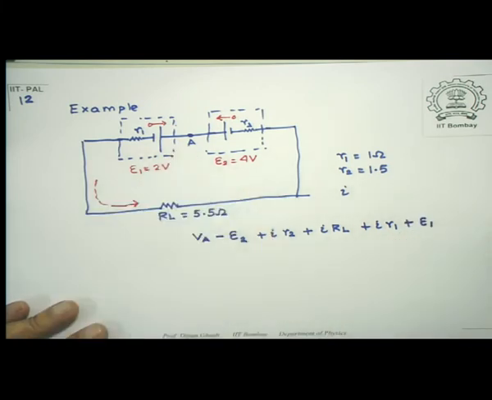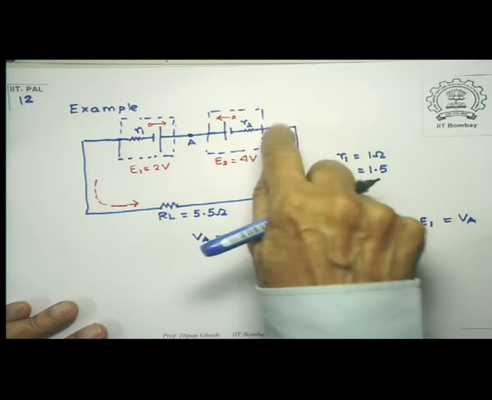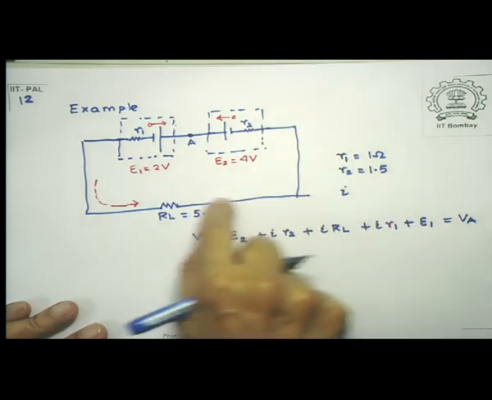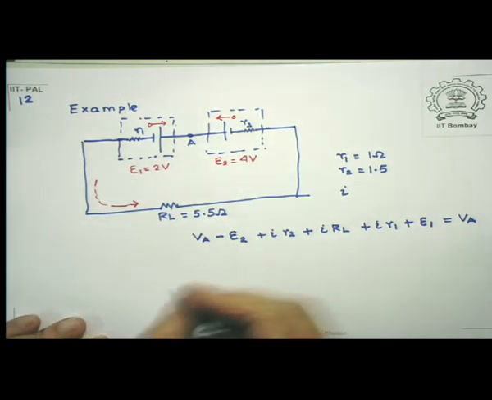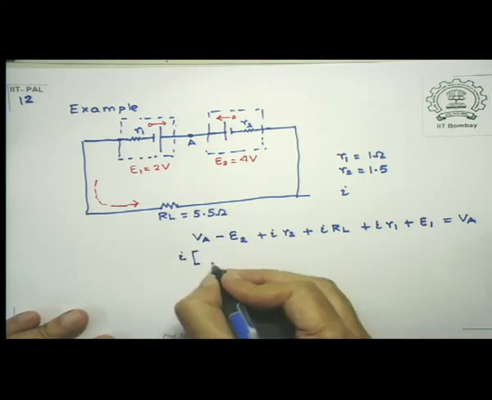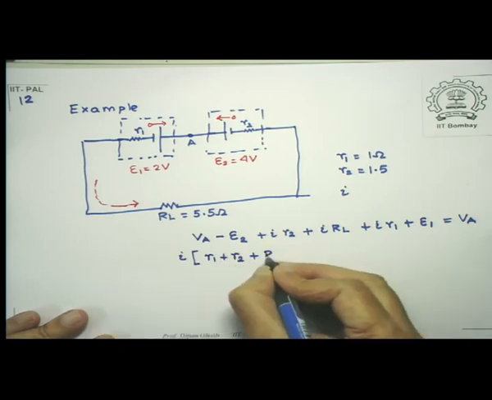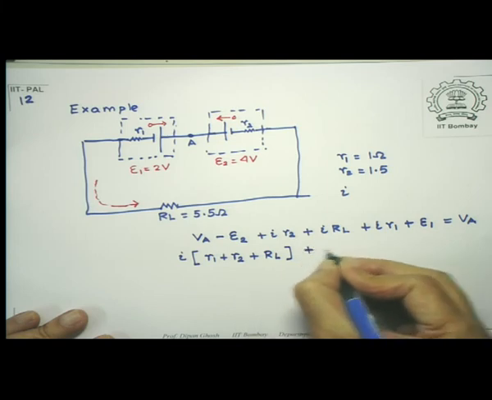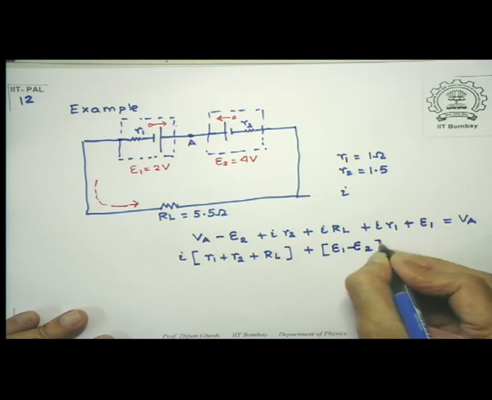Now see, I am back at A, so therefore this must be VA. I have simply completed the circuit. From here to there, along this path, there is no potential drop. So I have traveled like this, and this tells me that I times (R1 plus R2 plus RL) plus E1 minus E2 is equal to 0.